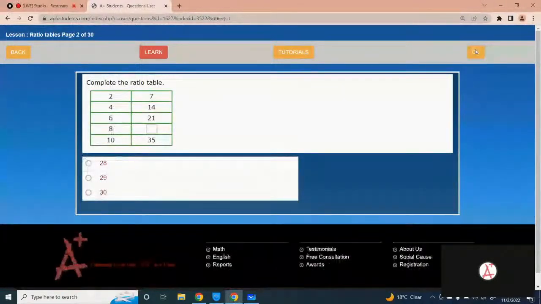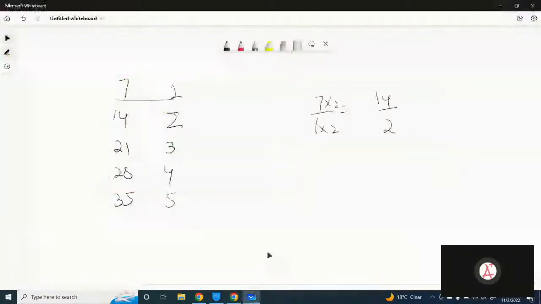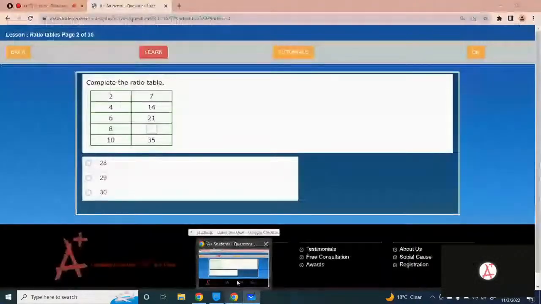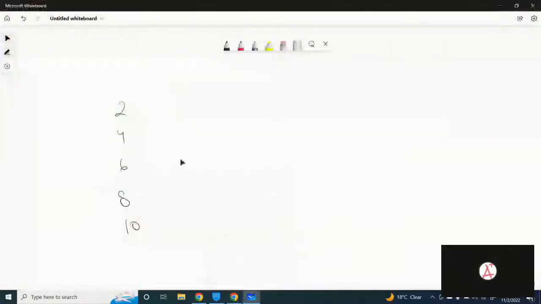Okay, the next one is 2, 4, 6, 8, and 10. And the missing numbers are 7, 14, 21, the missing number, and 35. Got it? We'll just look at the first ratio. It would be 2 over 7.